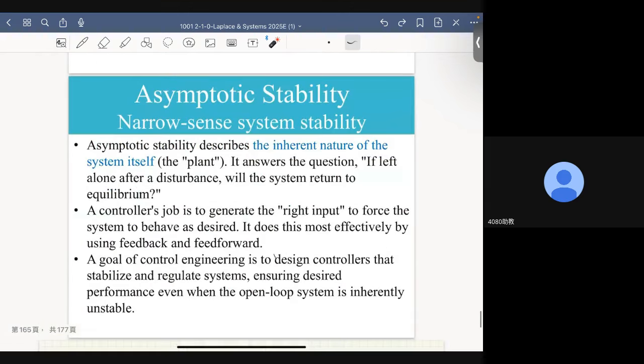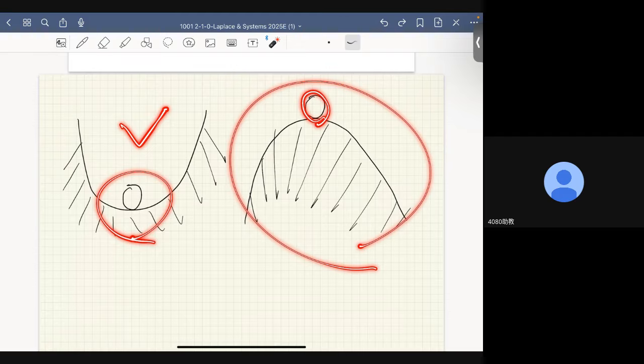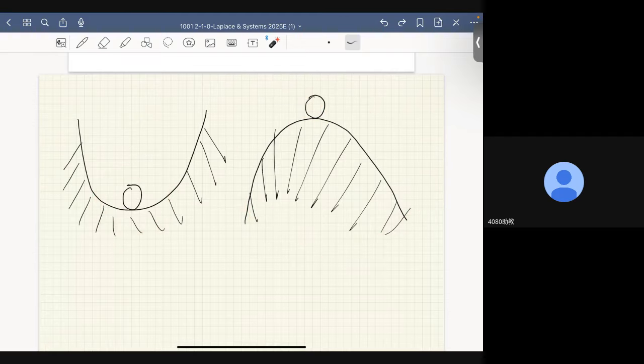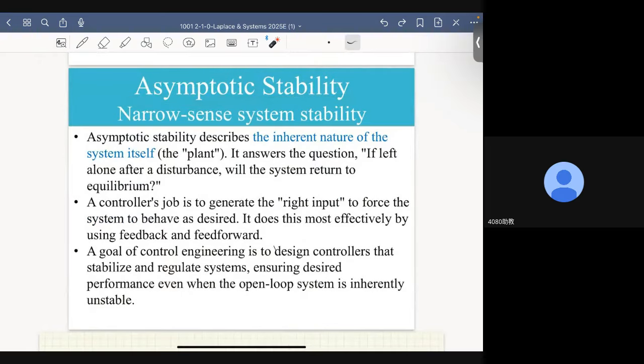Asymptotic stability answers the question: if left alone after a disturbance, will the system return to equilibrium? Will it come back to this equilibrium position? This, yes, it will. But in this scenario, no, it will not go back to its original equilibrium position. Therefore, such a system is considered to be asymptotically unstable.